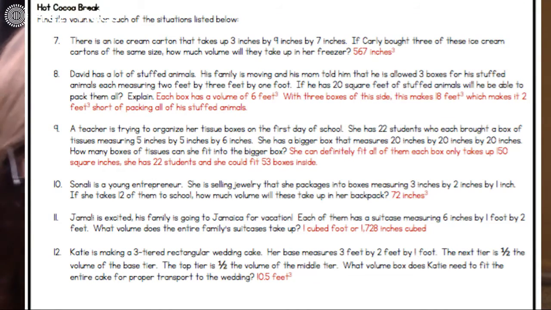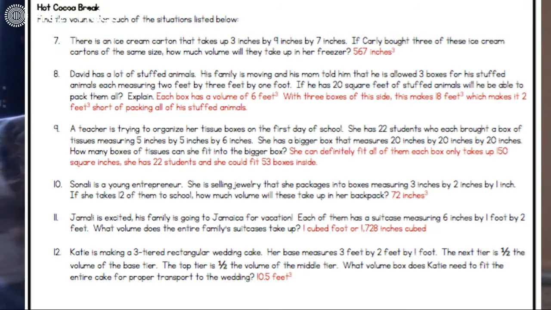She can definitely fit all of them in. It only takes up 150 square inches. She has 22 students, and she could fit 53 boxes inside. Number 4, Sonali is a young entrepreneur. She is selling jewelry that packages into boxes measuring 3 inches by 2 inches by 1 inch. If she takes 12 of them to school, how much volume will they take up in her backpack? That'll be 72 inches cubed.